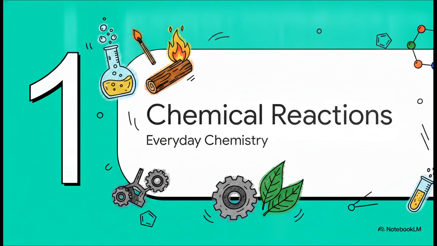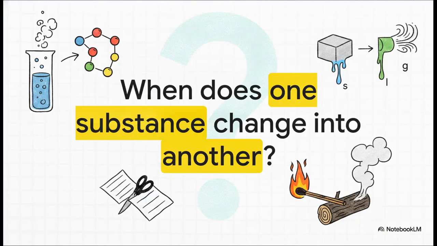What is a chemical reaction? Everyday chemistry. So I want you to think about this question for a second. What actually happens when one substance completely transforms into an entirely new substance? We see things change shape or size all the time, right? Like tearing a piece of paper in half. But what about when a substance fundamentally changes what it actually is?